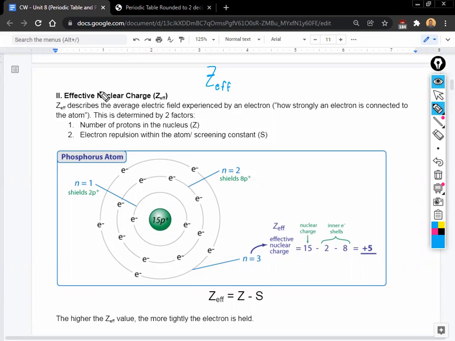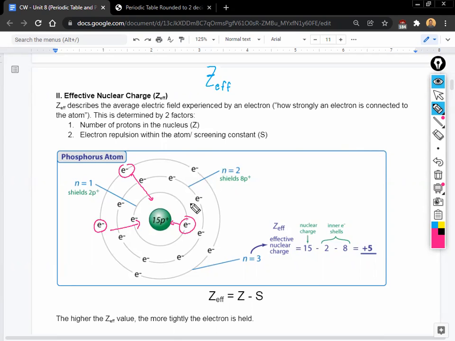Okay, so what Z_eff tells you is the average electrical energy that an electron feels. So how strongly an electron is connected to the atom. Now before I talk about the factors, let's take a look at this example right here. If you take a look at this phosphorus atom, you see how there are electrons in the outside shell, right? These electrons in the outside shell feel a different connection to the nucleus than an electron on the inside shell, because the electrons on the inner shell are closer, so they're going to feel a stronger pull, right?